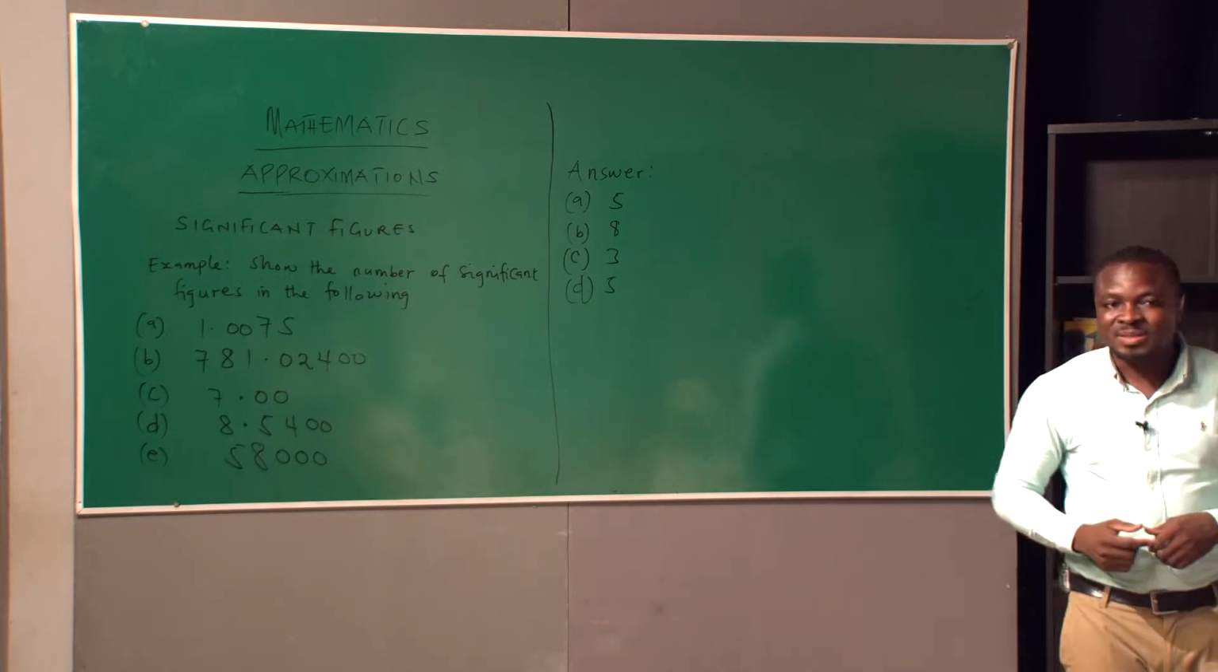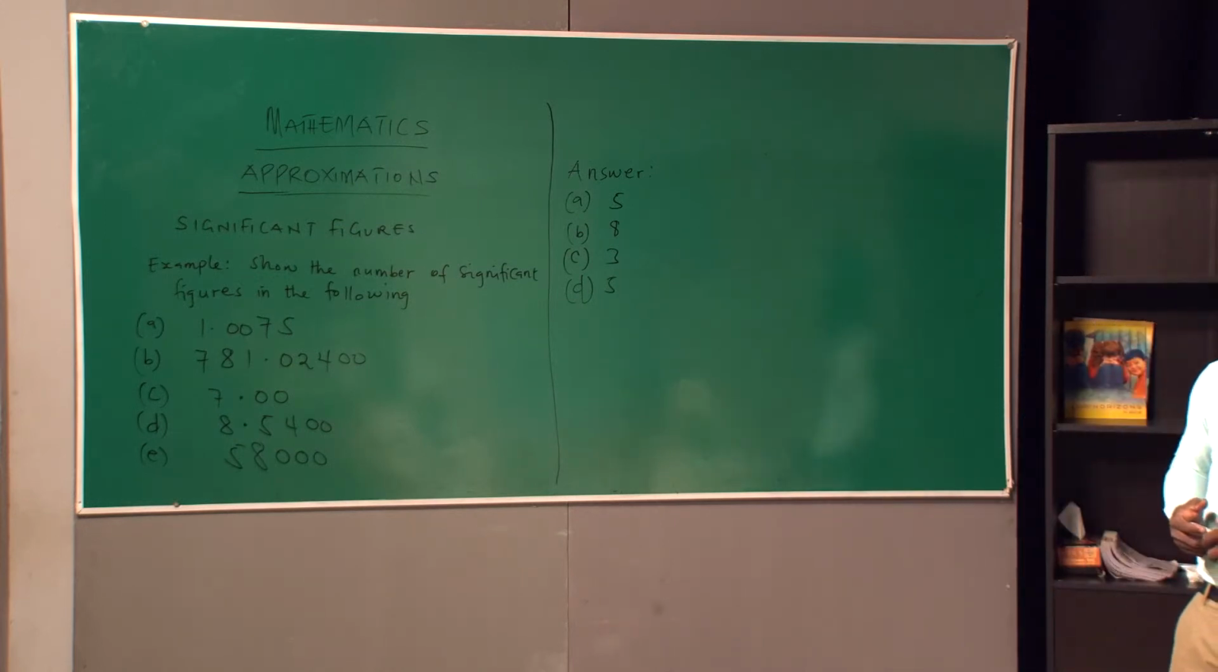Then, the last one, which is 58,000. Samira, how many significant figures are there?